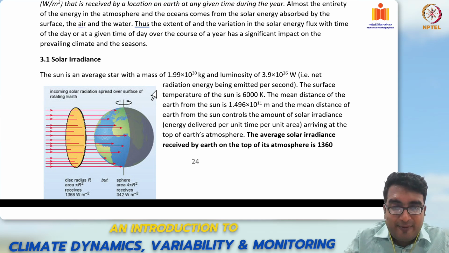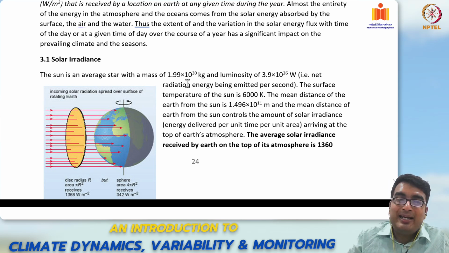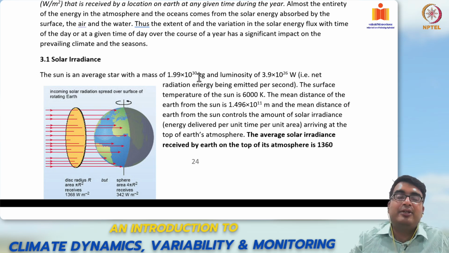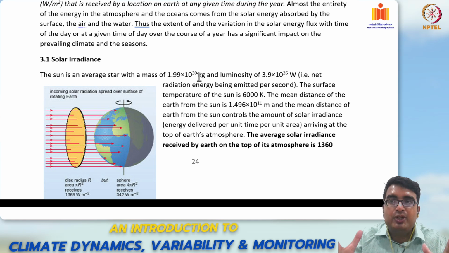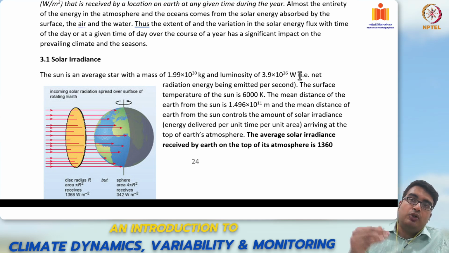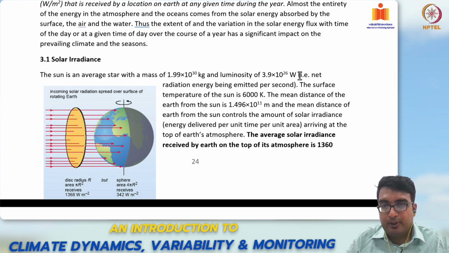So there are several ways to explain this. First is, what is the Sun? The Sun is an average star whose mass is around 10 to the power 30 kgs and whose total radiation energy that it is emitting per second is 3.9 into 10 to the power 26 watts, joules per second. So this is the total amount of energy that the Sun is emitting per second. It's a huge number. Okay.